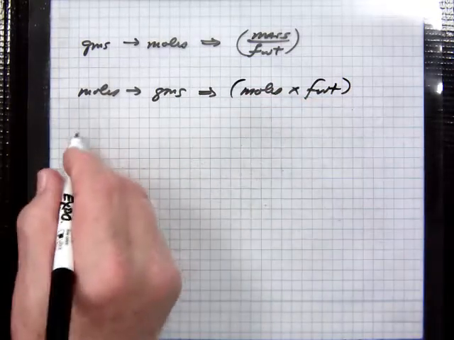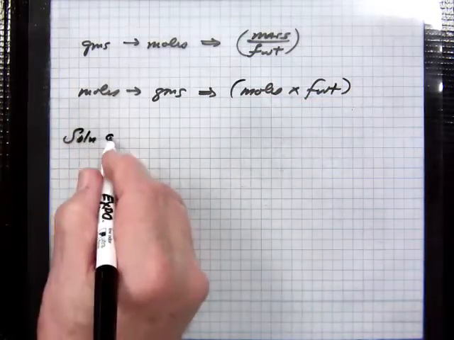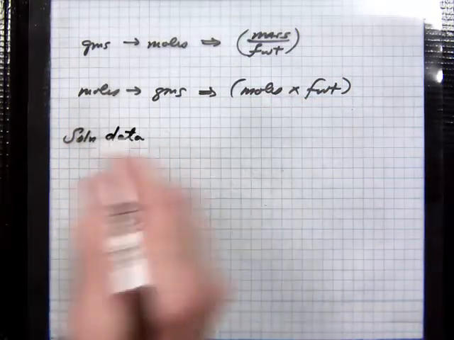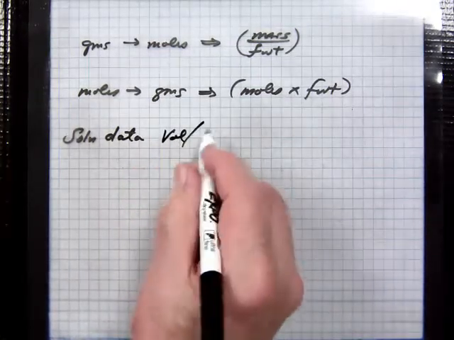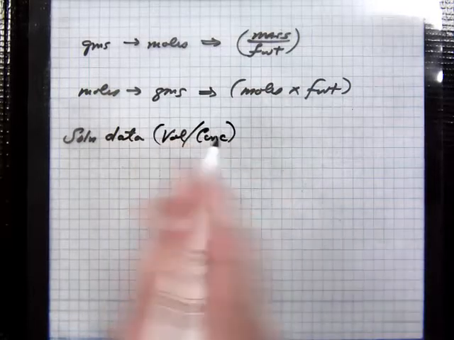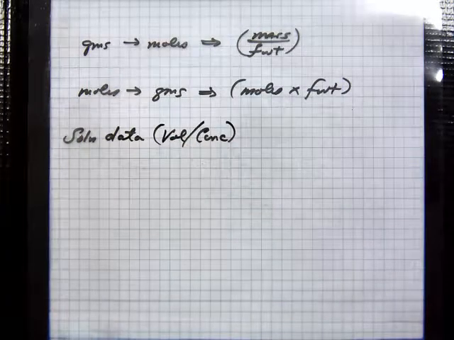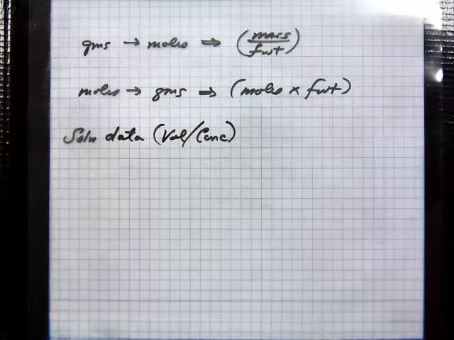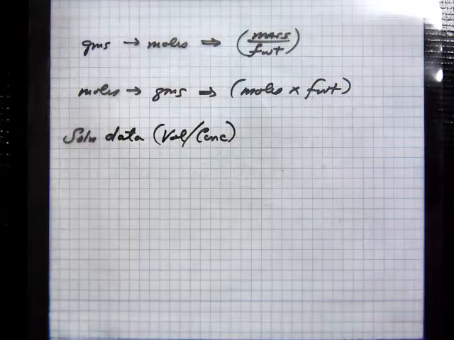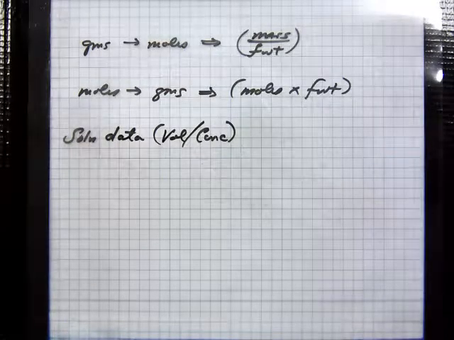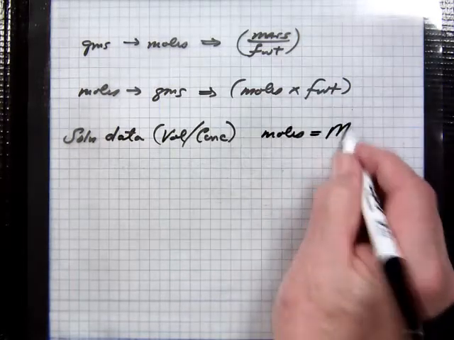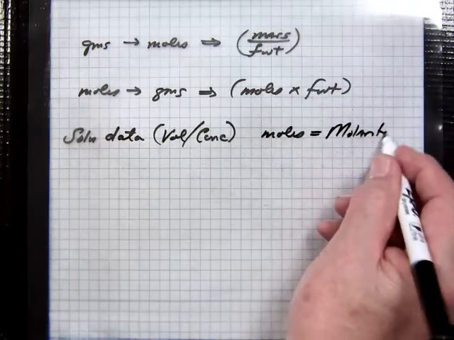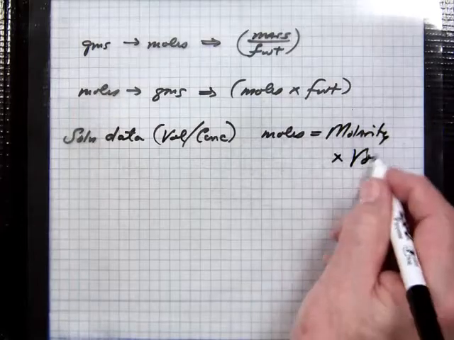And if you've got solution data, that means a volume and concentration together. Data is in volume and concentration: 25 milliliters of 2 molar. That goes together. So moles here is molarity, that's a concentration term, times volume expressed in liters.